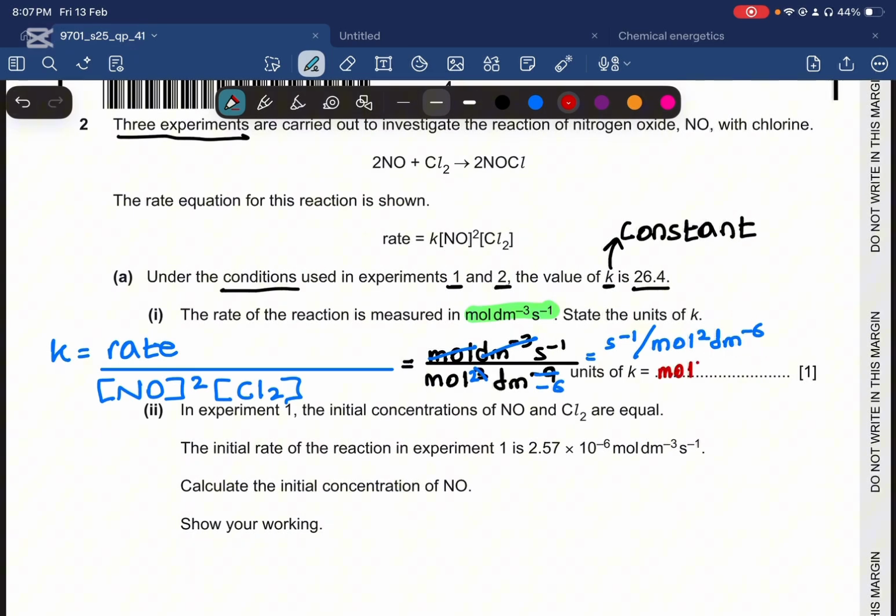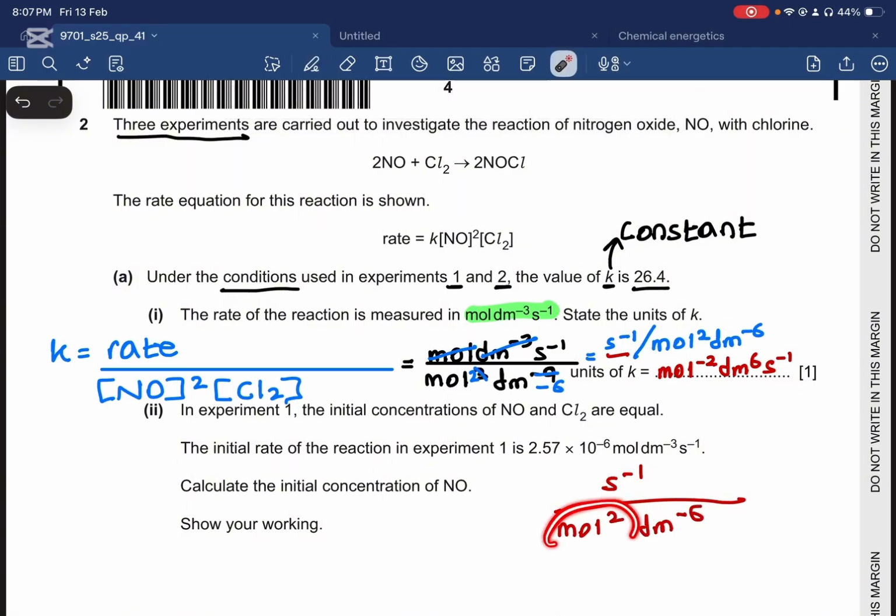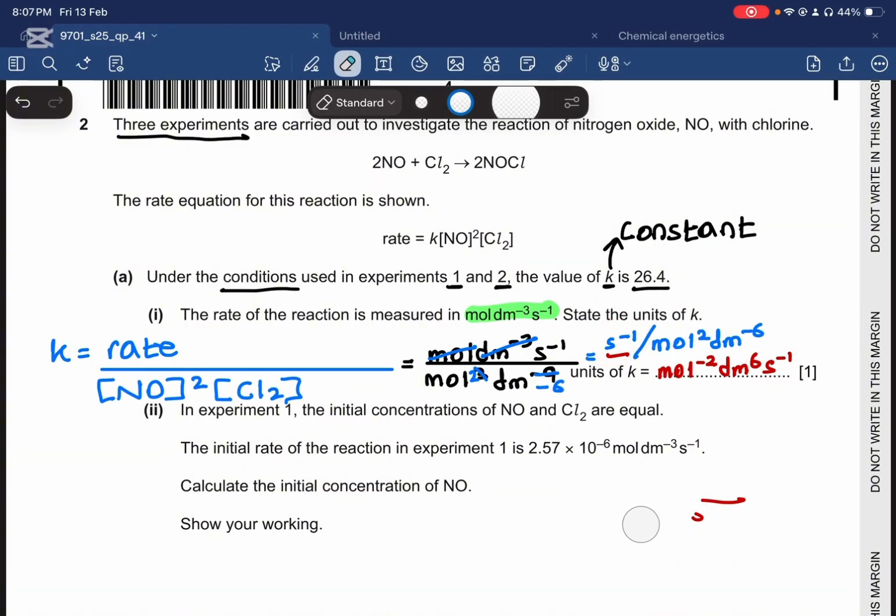So this is going to be mole minus 2, dm6, and s minus 1 as it is. So basically what I'm saying is, let me just write this down again. Mole 2 dm minus 6. Whenever you shift something from the denominator to the numerator, the power sign switches. So if this is positive 2, this becomes negative 2. If this is negative 6, this becomes positive 6. And this is already in the numerator, so we do not change the sign for the second.